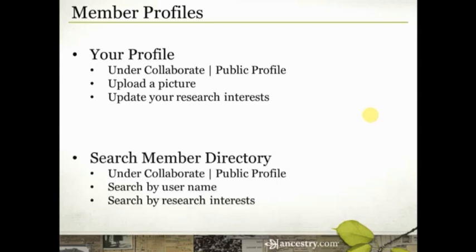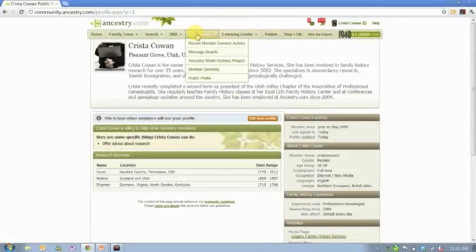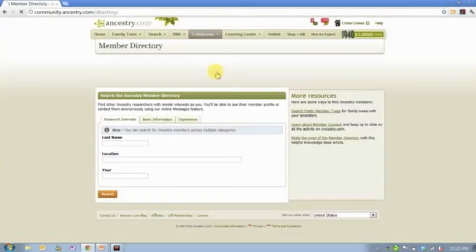So when you're ready to start searching the member directory, you're going to find it under the Collaborate tab, and I actually wrote the wrong thing there. It's not going to be under Public Profile, it's going to be under Member Directory. And you have a few different ways to search, and I'll just walk through those really quickly so you can see how that works. So under the Collaborate tab, it's this Member Directory. Public Profile is where we just were. Now we're going to go into the Member Directory.